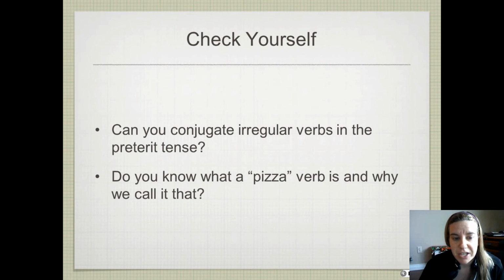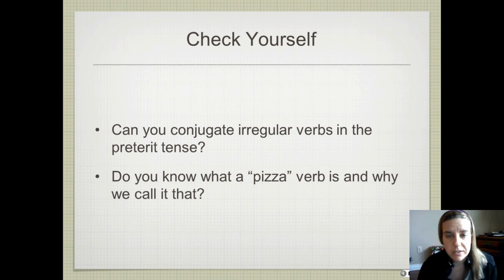So now it's time to check yourself. Can you conjugate irregular verbs in the preterite tense? And do you know what a pizza verb is and why we call it that? Or why I call it that? You may never ever find another Spanish teacher that calls it that, but why do I call it that? So hopefully you can answer those and have a great day.